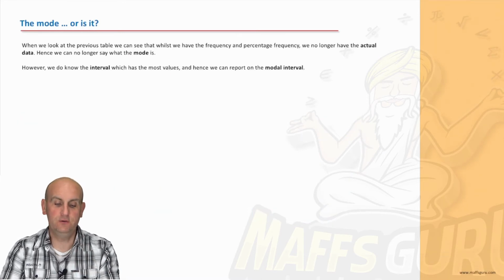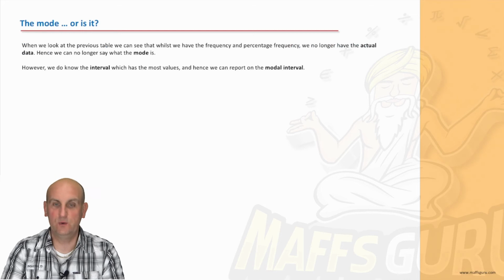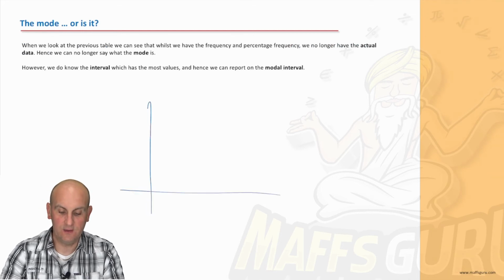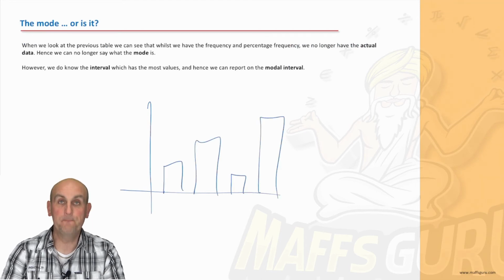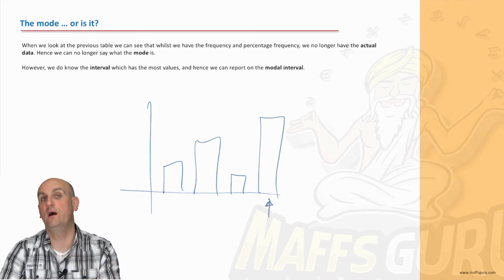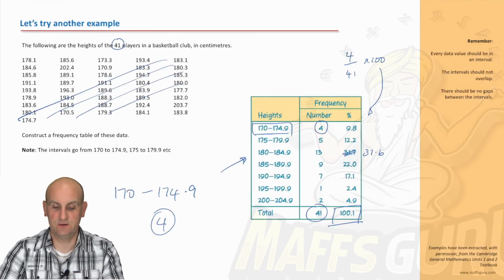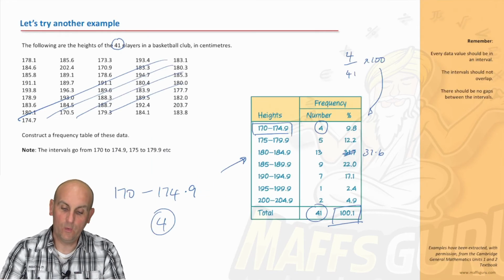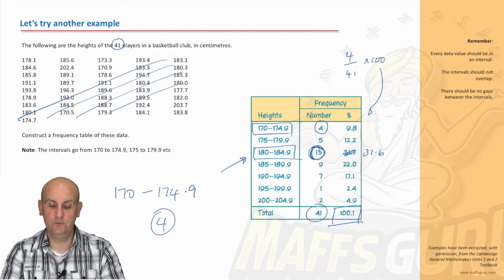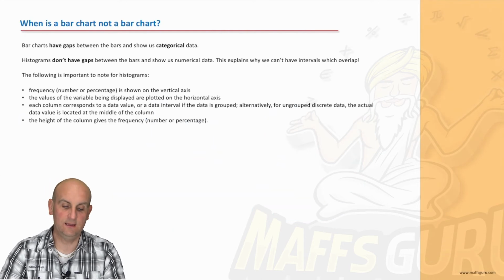But what we do know is the interval in which the mode appears. And so, bearing in mind from the last video, if we were doing a bar chart, for example, we would know that the modal category would be this one here, because it's the one with the highest bar. Now we're going to be looking at the modal interval. So again, if we go back to our previous example, what we would know is our highest number was 13, and so our modal interval would be 180 to 184.9.